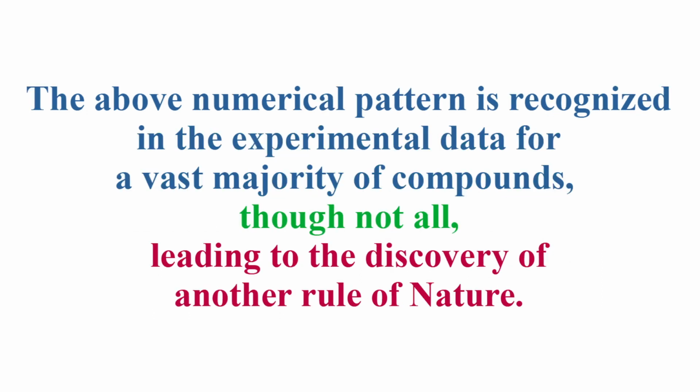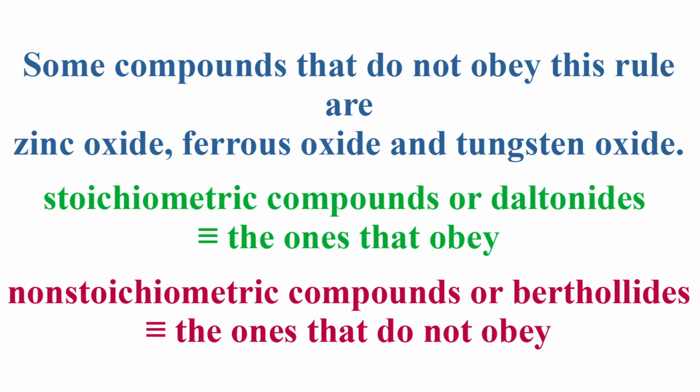The same pattern is found to exist in the case of a vast majority of compounds, though not all. Nature is again seen to obey a rule. Some examples of compounds that do not obey the above rule are the oxides of zinc, iron 2, and tungsten. These are called non-stoichiometric compounds or Berthollides, and the ones that do obey are stoichiometric compounds or Daltonides.